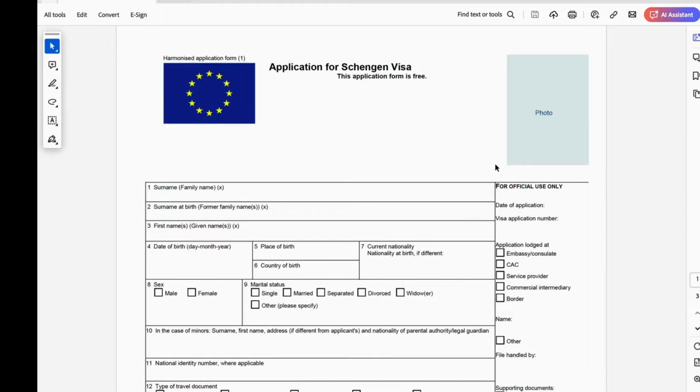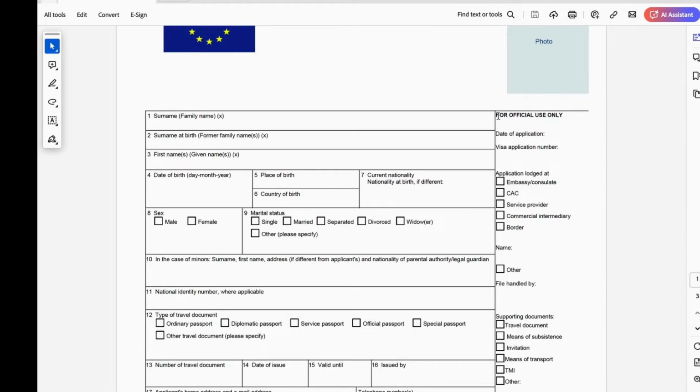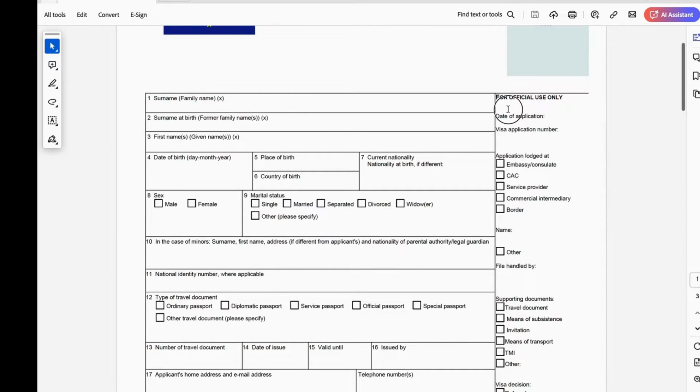Once you have completed filling all the details on websites, no matter if it is the VFS website or any designated website based on which country you're applying to, the final outcome is this form, which you have to take a printout of, and on the right hand side you have to paste the photo. On this right hand side you can see the column which says for official use only. You don't have to fill anything at all on the site.